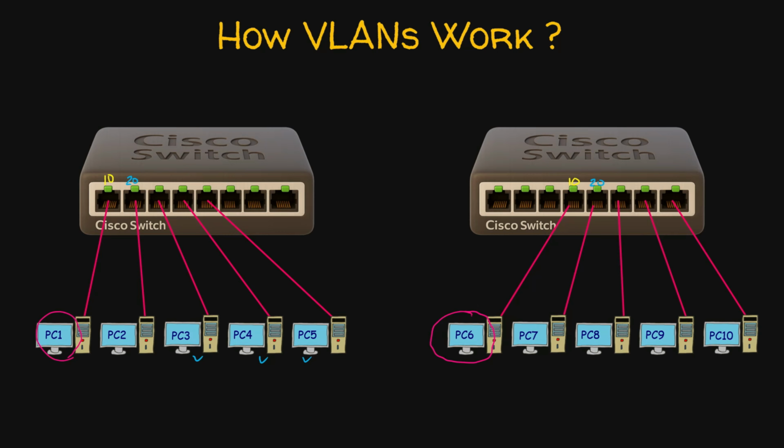Now the question is, can PC1 communicate with PC6? Because PC1 is on one switch and PC6 is on a different switch. So can we make them communicate together? Can we make the connectivity between VLAN 10 from switch number 1 to VLAN 10 from switch number 2? The answer is yes. The same VLAN traffic we can move from one switch to another switch. It is possible. So what do you need to do to make this connectivity?